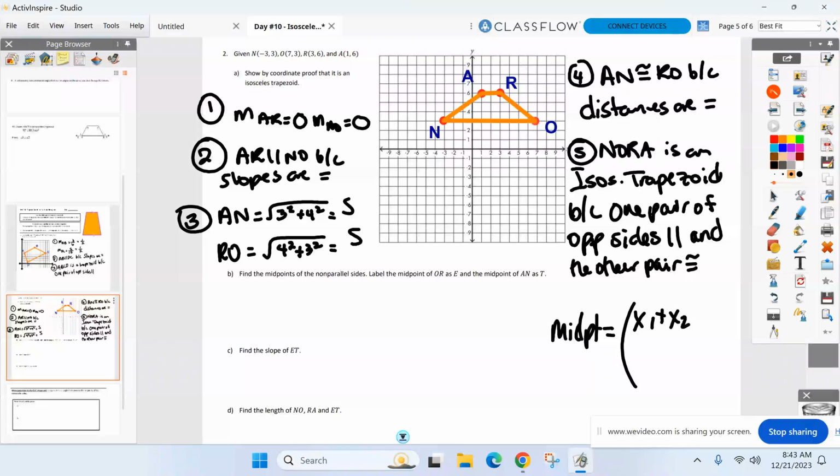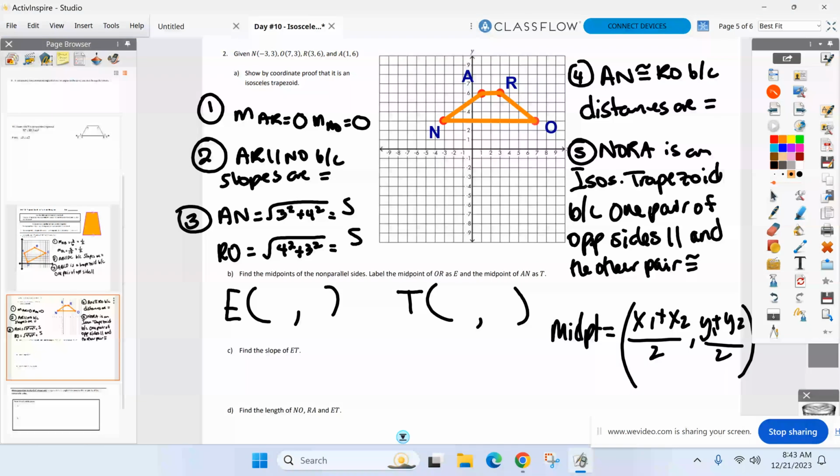X1 plus X2 divided by 2, Y1 plus Y2 divided by 2. All right, so in your groups right now, make sure you all agree before I call on people. What's the midpoint of the legs? Find the midpoints of the non-parallel sides. You're going to call one of them E, which is the midpoint of OR, and you're going to call one of them T, which is the midpoint of AN. Okay, so find your midpoints of those sides. Make sure everybody agrees.